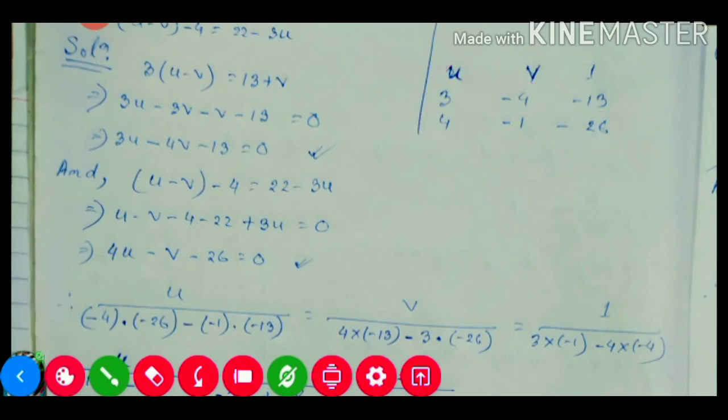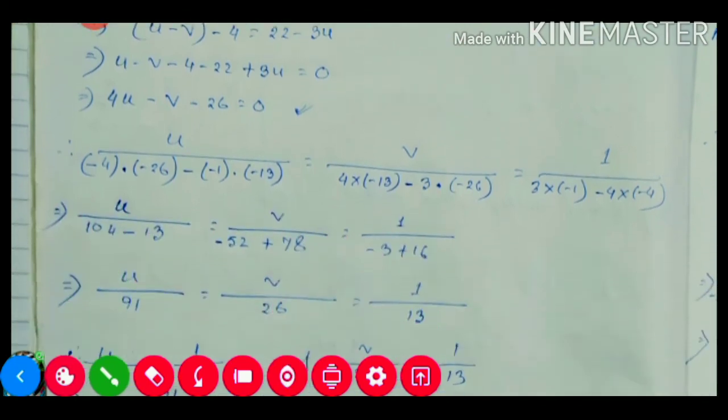Now b work. B time b1 will be omitted. Now down one into top one. Down our 4, top is our -13. So 4 into -13. Then formula minus, top one 3, down one -26. Then our 1, this one omit. Then top one into down one into top one. Now we multiply this.